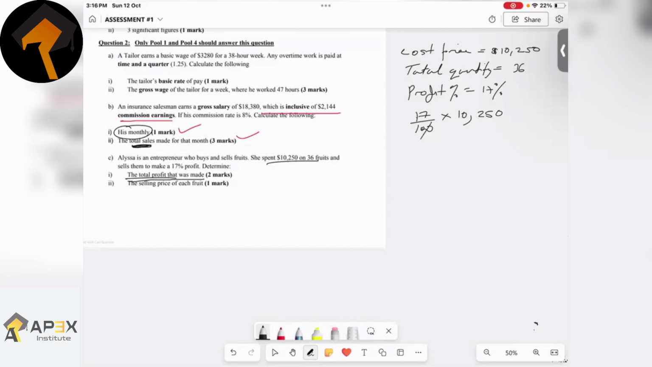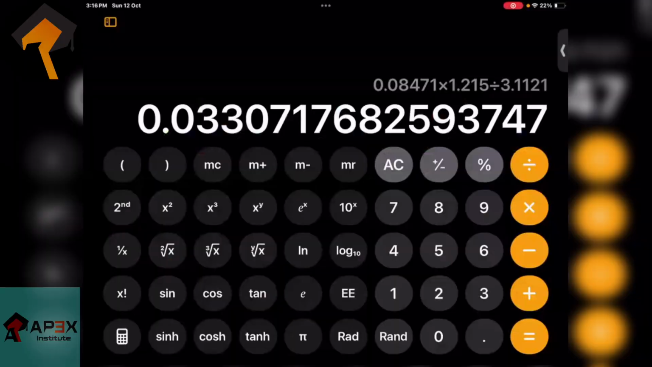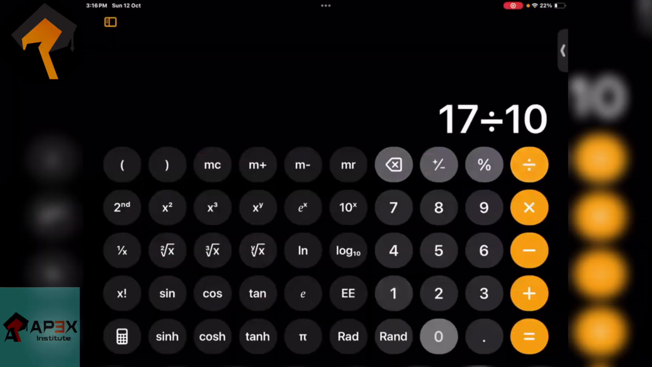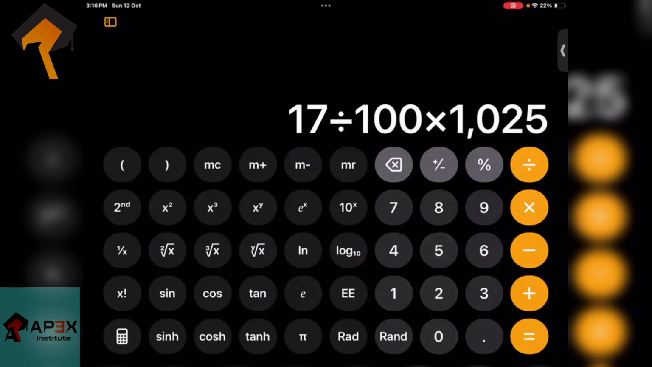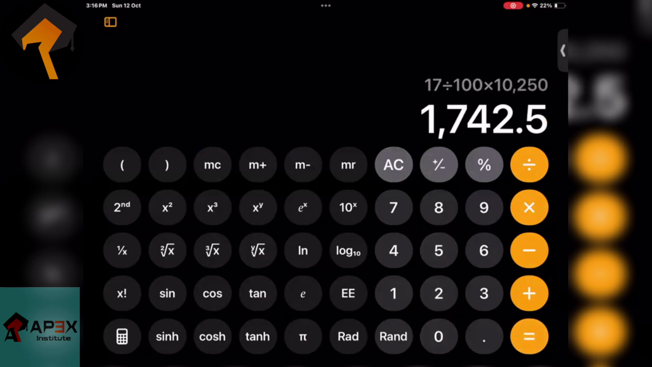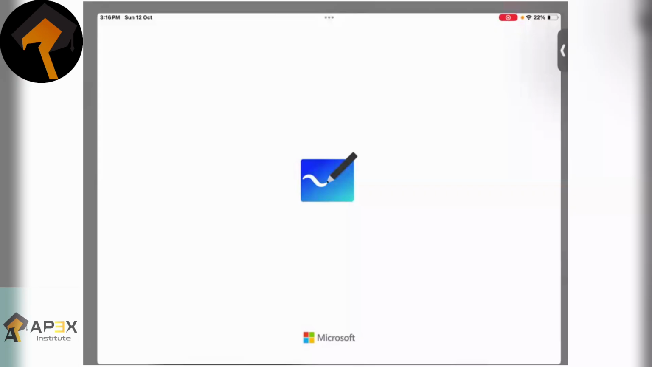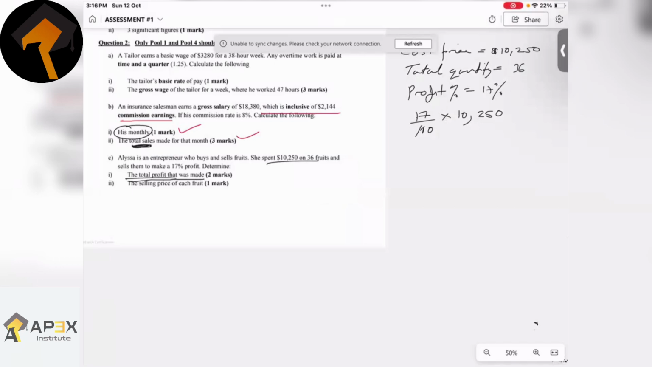So if you do the math here, 0 cancel 0. Oh, sorry. You can't cancel 2 zeros here. Sorry, guys. You can do that, or you can just go on your calculator and type 17 divided by 100 multiplied by 10,250, equals 1,742.50. So that's 50 cents, pretty much. So that's going to be equal to 1,742.